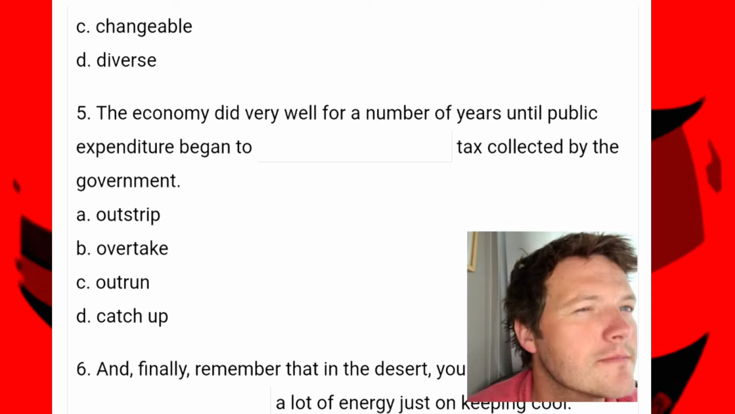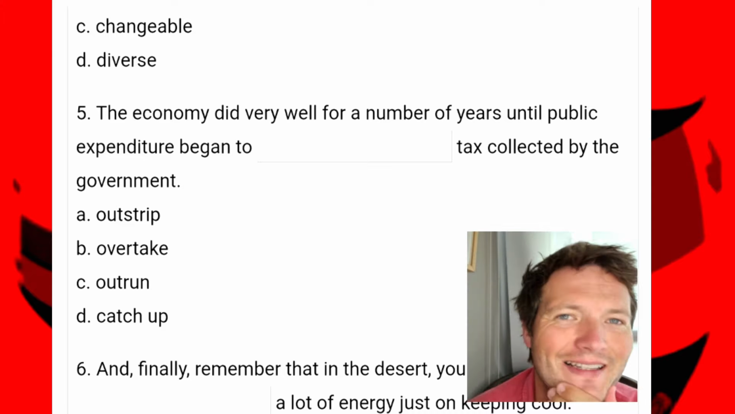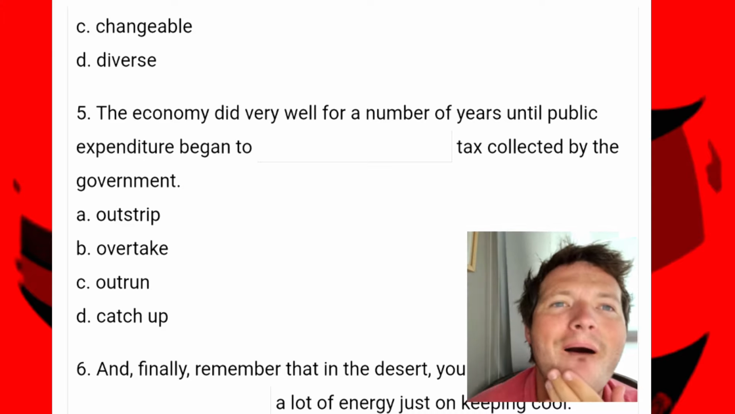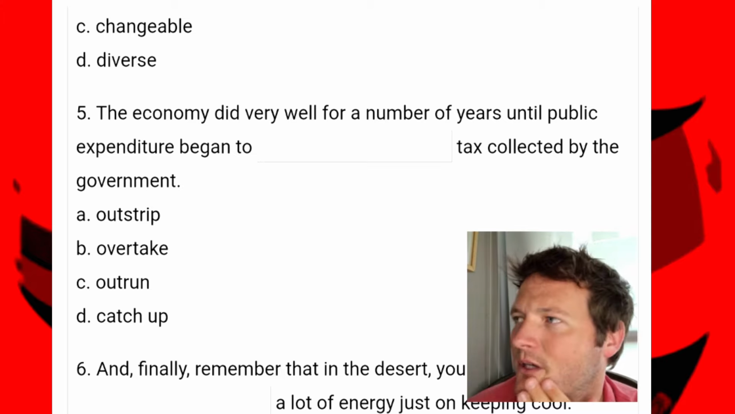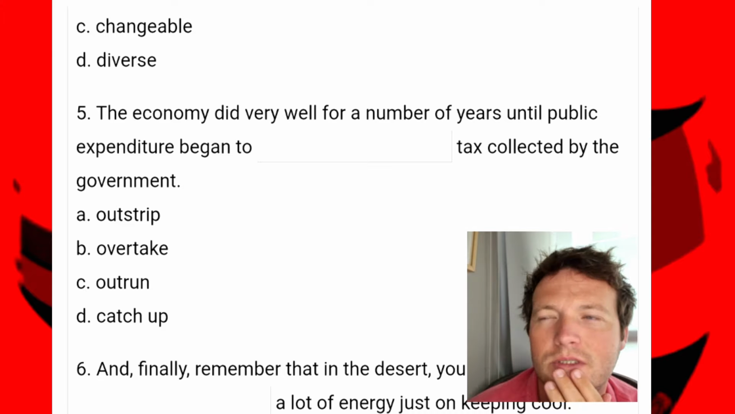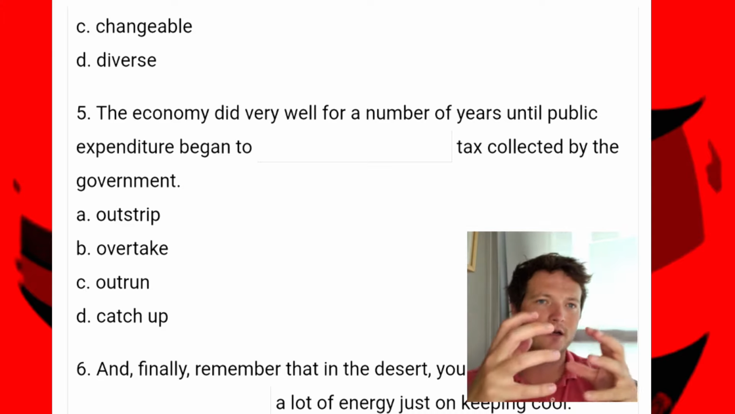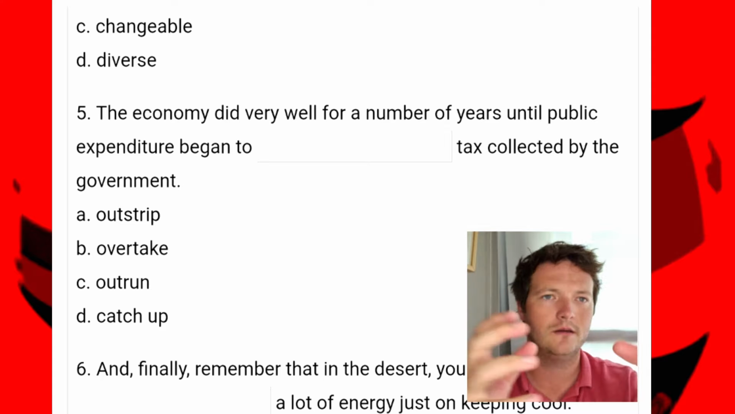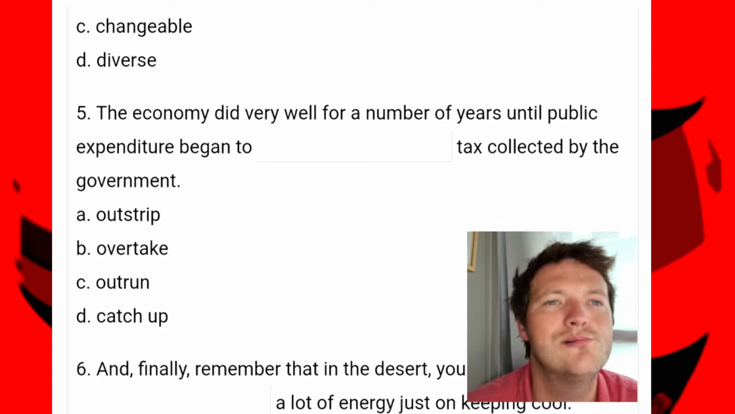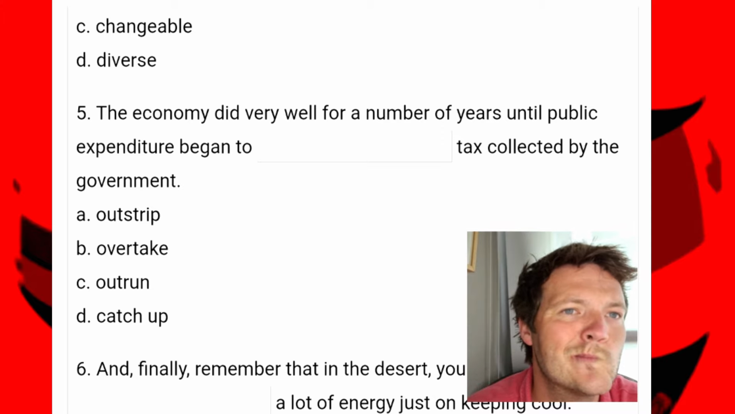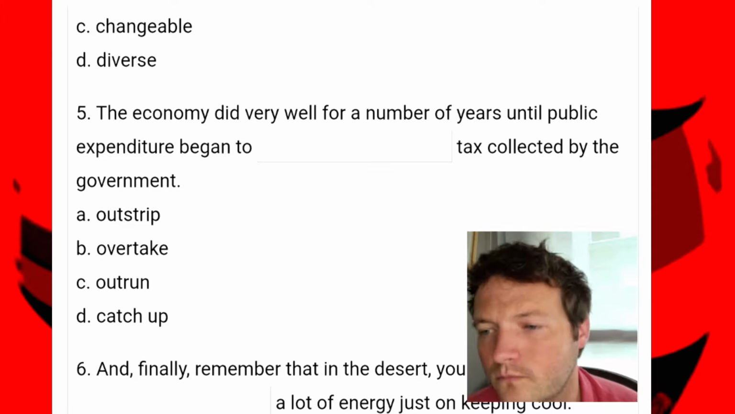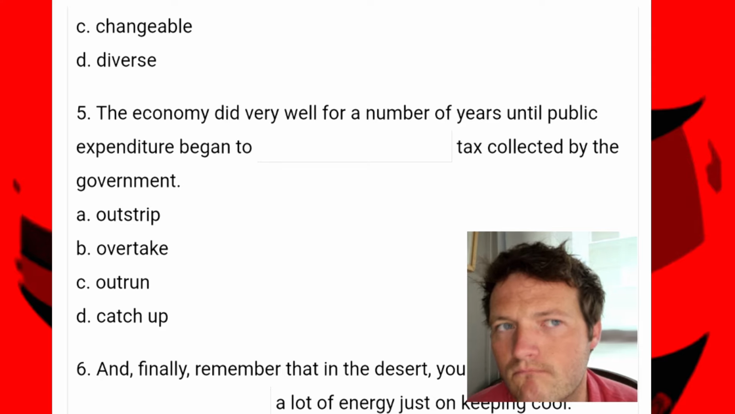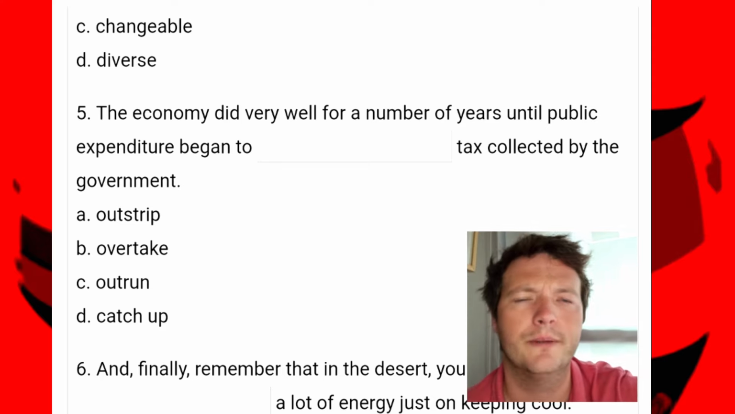I do have to wonder though. Is overtake definitely wrong? I guess if something overtakes something else, it becomes more important or gets ahead of it. Now we talk about cars overtaking each other on the road. Yeah, I guess it might be seen as sort of like outperform. Yeah, I need to think about that one a little bit.